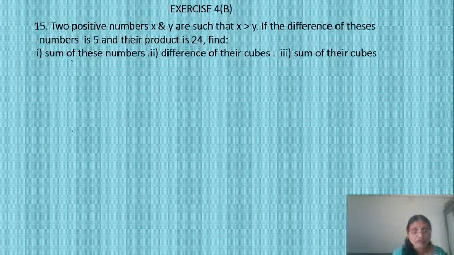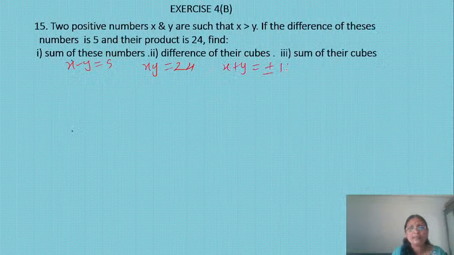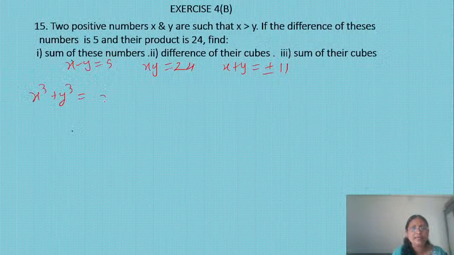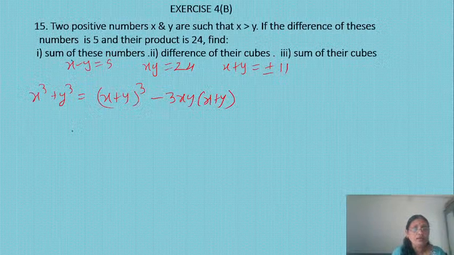Again, let me write what was known to us. So x minus y is equal to 5. Xy is equal to 24 and x plus y which we had calculated was plus or minus 11, right? Now sum of their cubes, that means we have to find x cube plus y cube and the identity is x plus y the whole cube minus 3xy in bracket x plus y. Now here we are going to do two ways.